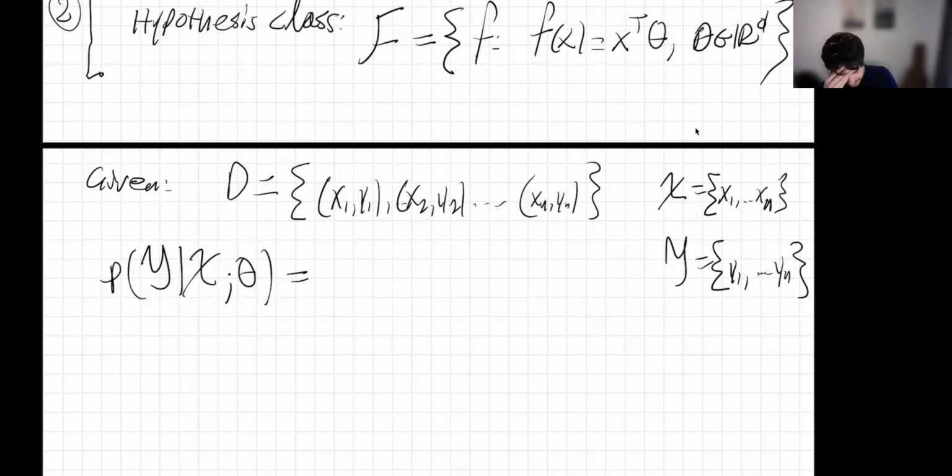So this is not a part of the conditioning. This is a parameterization. Part of the conditioning is we have these variables X here, all of the training input variables X.